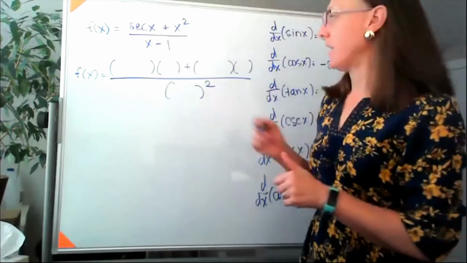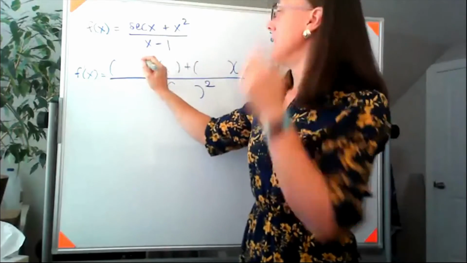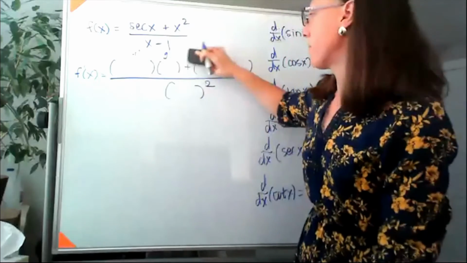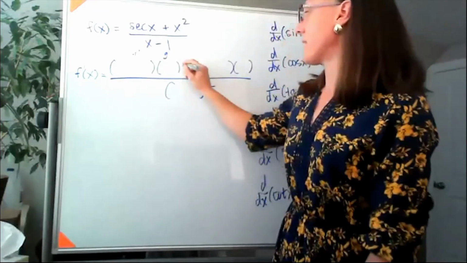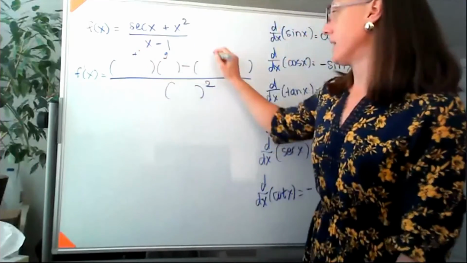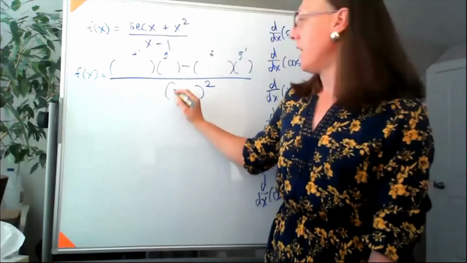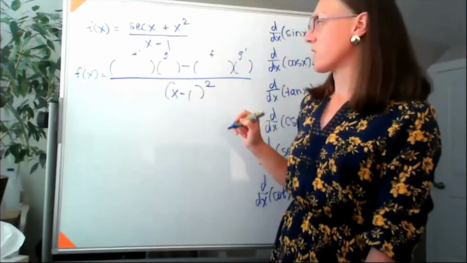Now I'm going to pop in and do all of our pieces here. So I need an f prime times a g. I put a plus there and nobody stopped me. Well, we're good with my minus signs earlier. Minus f times g prime. Okay, in the denominator, I keep that x minus 1. We're just going to square it.